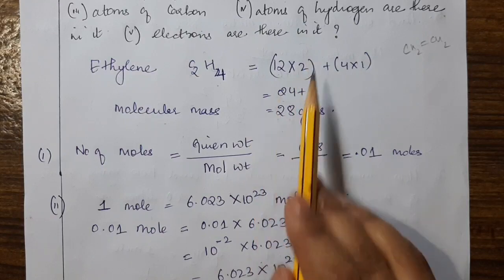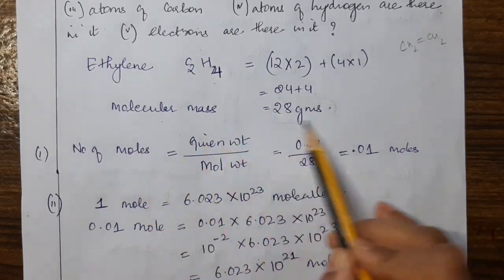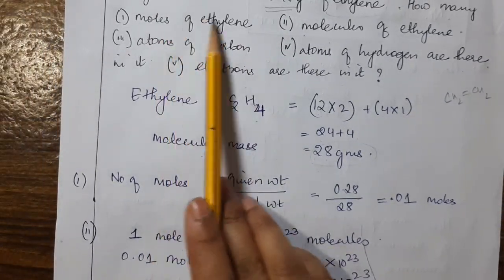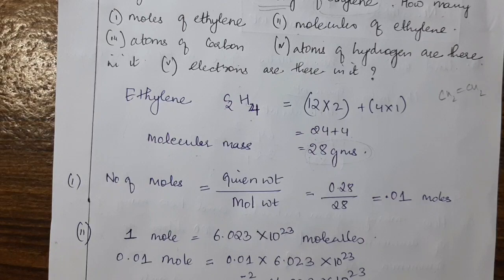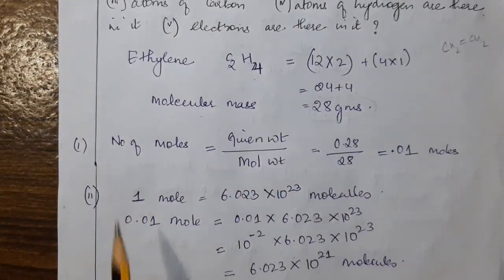Multiplication you'll do first, then only addition. Alright, so we get molecular mass is 28 grams. Then the first question was, how many moles are there? You're given the weight. How many moles are there? Simple. You can use this relation.